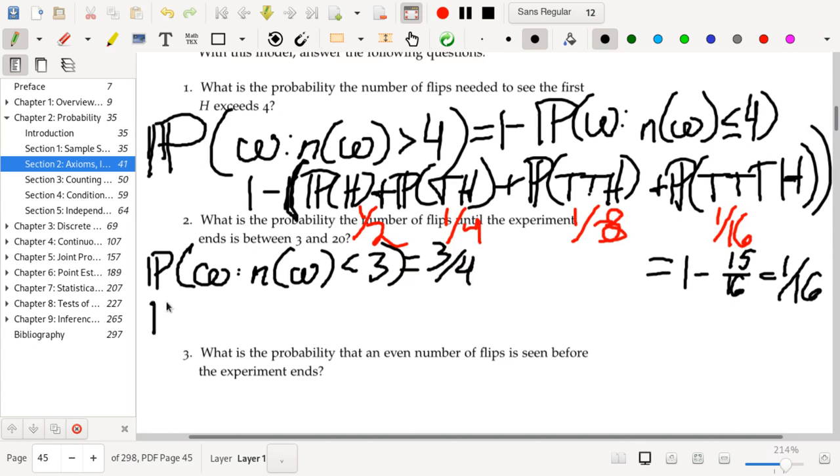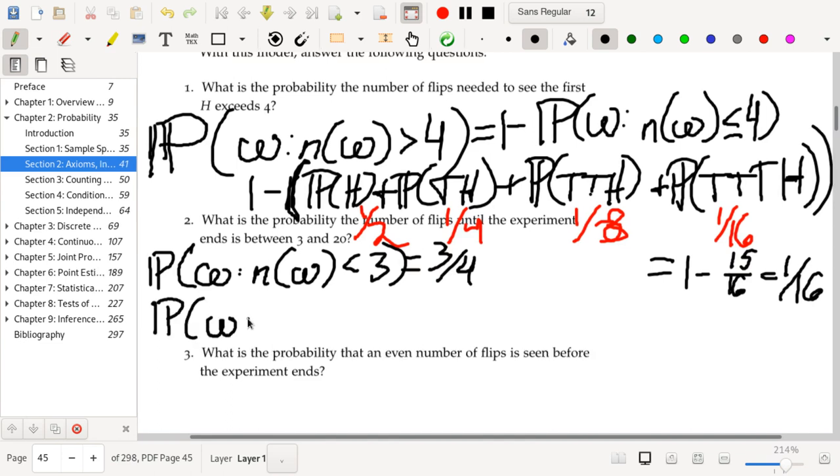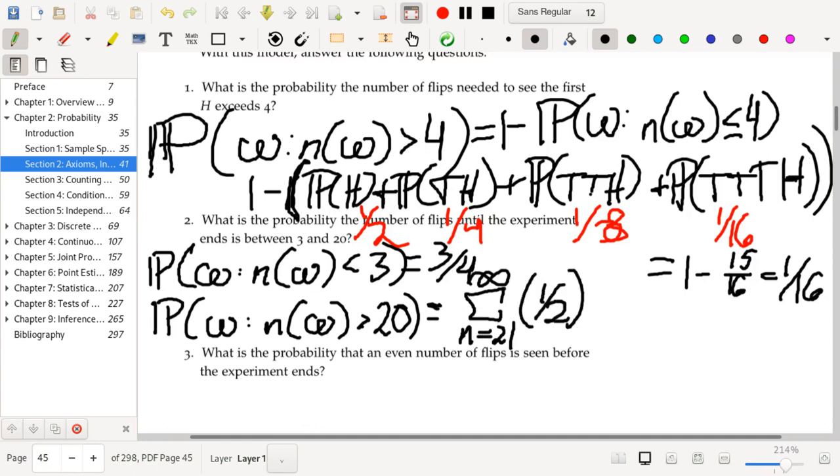Now, let's compute the probability of observing a sequence of flips where the length of that sequence is greater than 20. Now, this is not so far computing the probability of being between, inclusively, 3 and 20. But the reason why I'm computing these numbers is because I might want to use that complement trick again. So I want to compute this probability where the length of the sequence is strictly greater than 20. And I could use the arguments from above to argue that this is going to be a sum from n equals 21 to infinity of 1/2 to the power n.